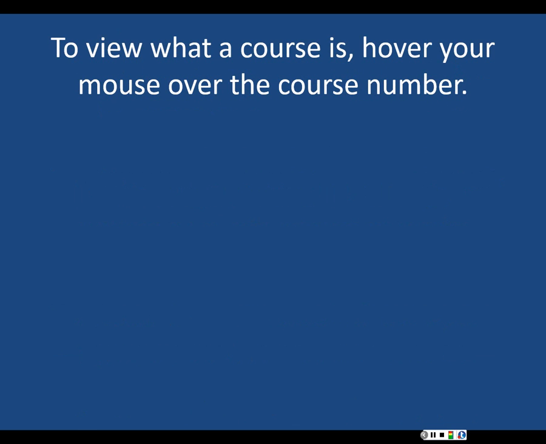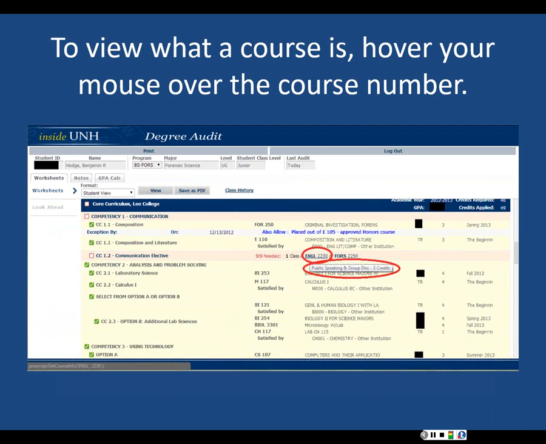So to view what a course is, all you need to do is hover over the course number with your mouse. As you can see, if you hover over ENGL2230, it means nothing, right? It's just a bunch of letters with numbers. But if you hover over it, you'll notice that class is actually called Public Speaking and Group Discussion, and it's worth 3 credits. So that's one way to see some of the classes that you're going to take.